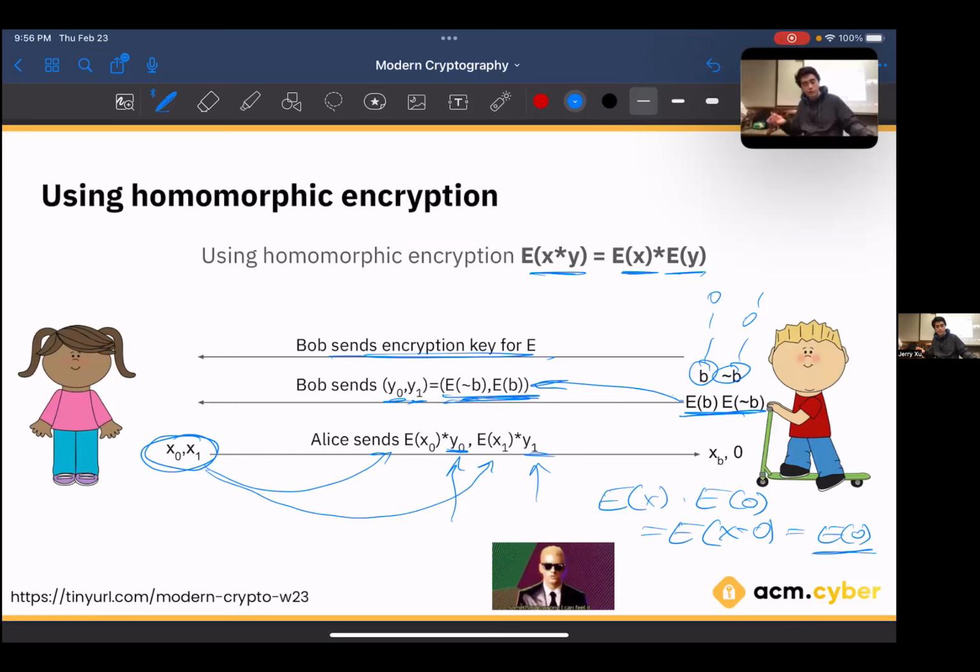The problem here is we can't really trust Bob to actually send a 0 and a 1. Because if he sends a 1 and a 1, there's no way Alice could know. And Alice will just send back an encryption of both of her values multiplied by 1. And Bob can open both of them and learn both of the values.